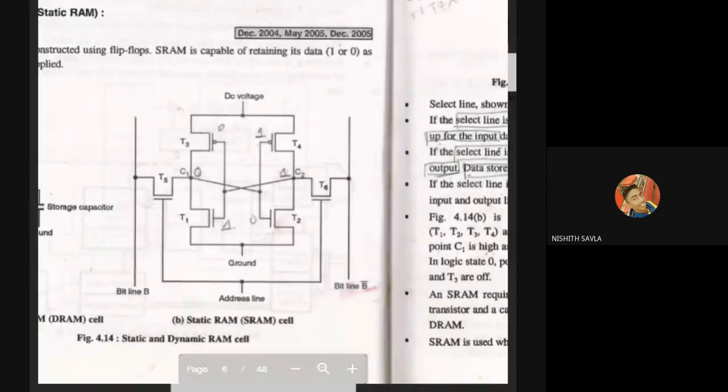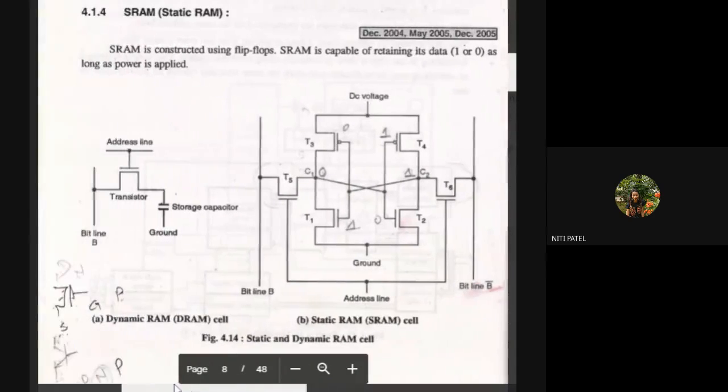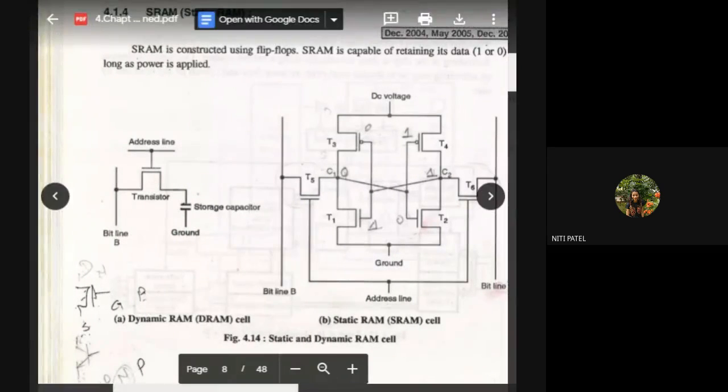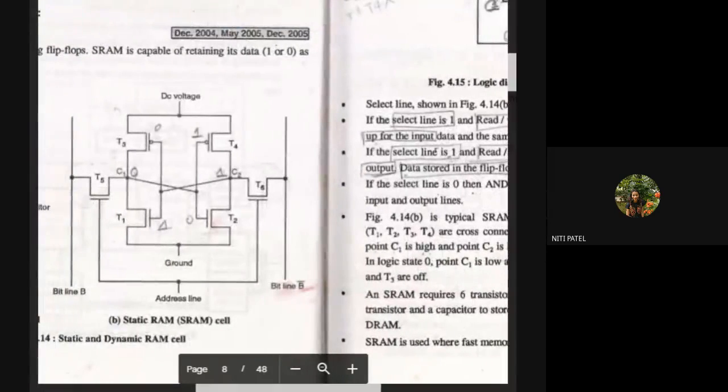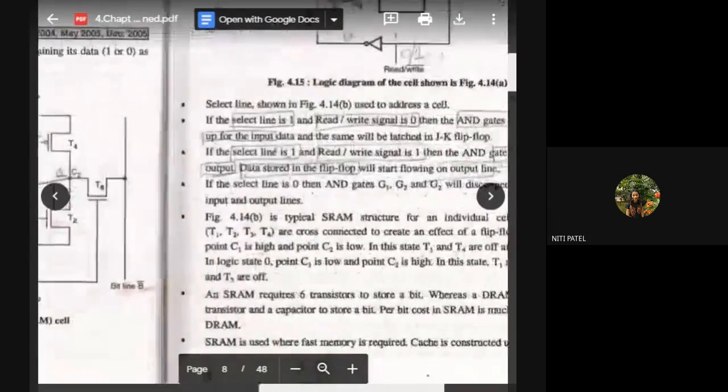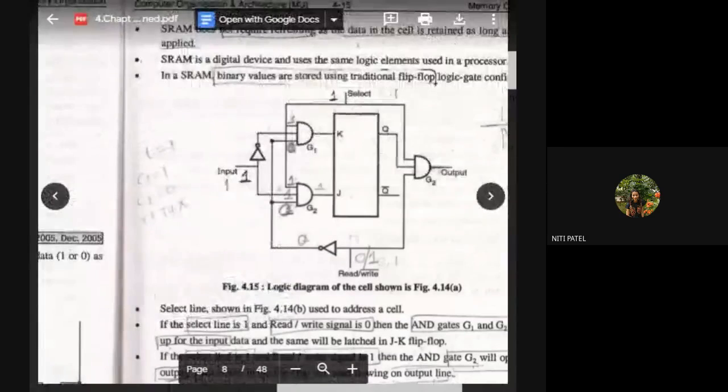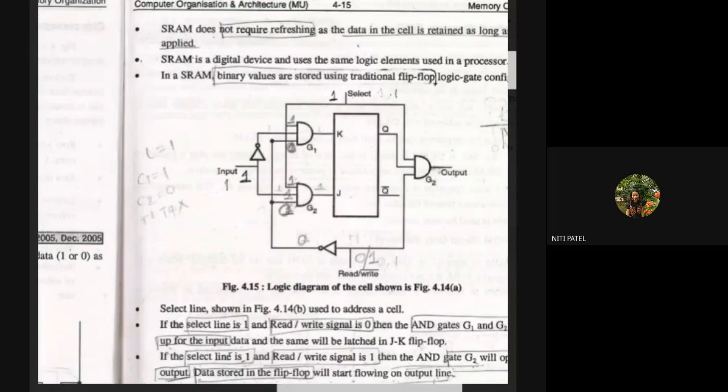Okay. So you have two diagrams here. A part is DRAM and B part is SRAM. Again, on page 415, you have one more diagram, the logic diagram for a cell. Can you see that? 415, logic diagram of a cell. Yes, ma'am. Okay.